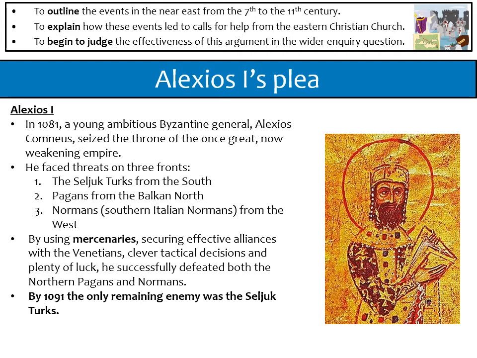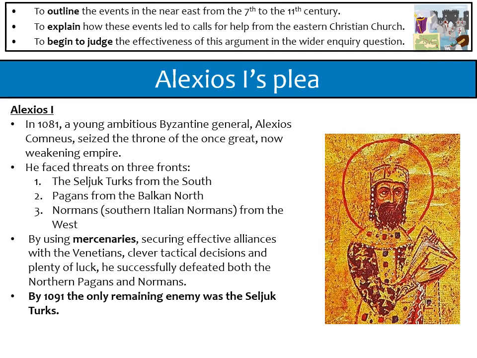So he faced a threat from the Seljuk Turks from the south, which we already know about. He faced a threat from pagans, so tribesmen from the Balkan north. These are groups like the barbarians. And he faces a threat from the Normans. These aren't the same Normans that are in England at this time. These are like cousin equivalents. These are southern Italian Normans, and they're attacking the Byzantine Empire from the west.